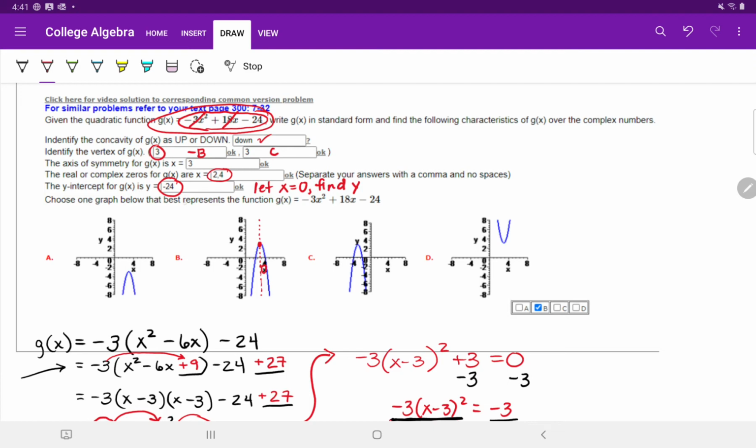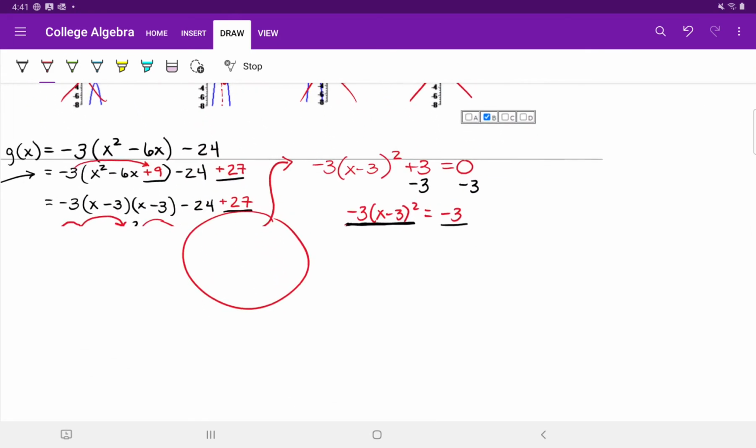Finally, you're going to use all the information we've talked about to pick the right picture. And so we're going to need a concave down parabola, so that eliminates this one right off the bat. Our parabola has to have a vertex of 3, 3, so that eliminates this one and this one, leaving us with only b.